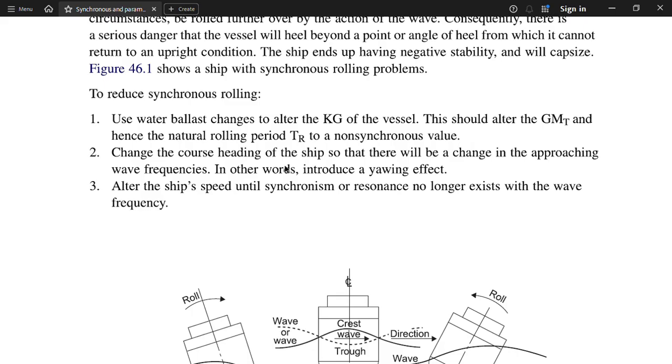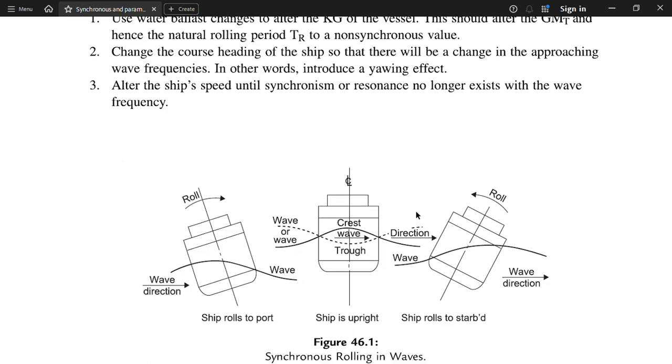Change the course heading of the ship so that there will be a change in the approaching wave frequency. In other words, introduce a yawing effect. Also alter the ship's speed until synchronism or resonance no longer exists with the wave frequency. We can again have a look at this diagram.